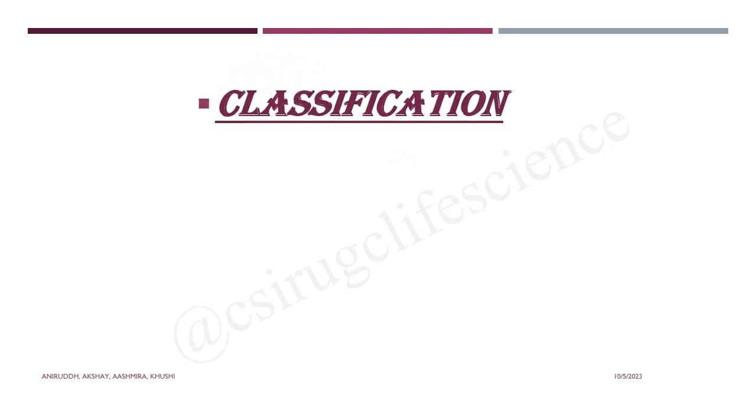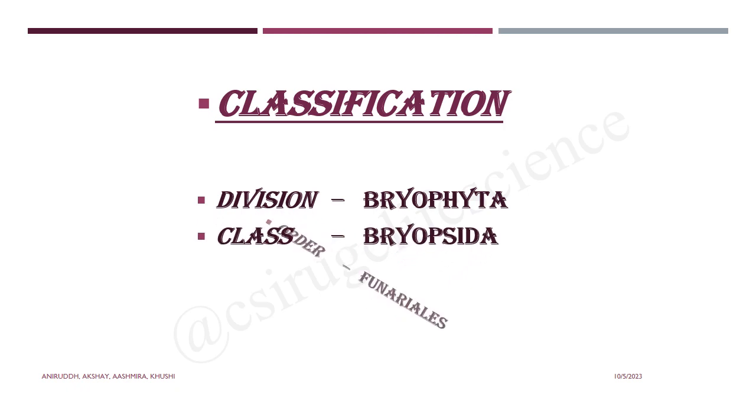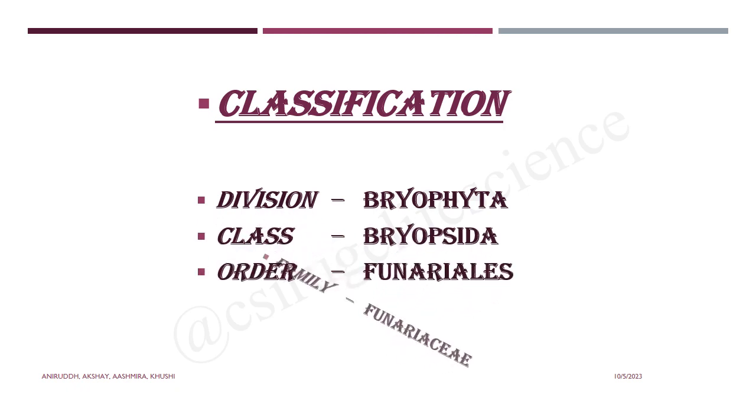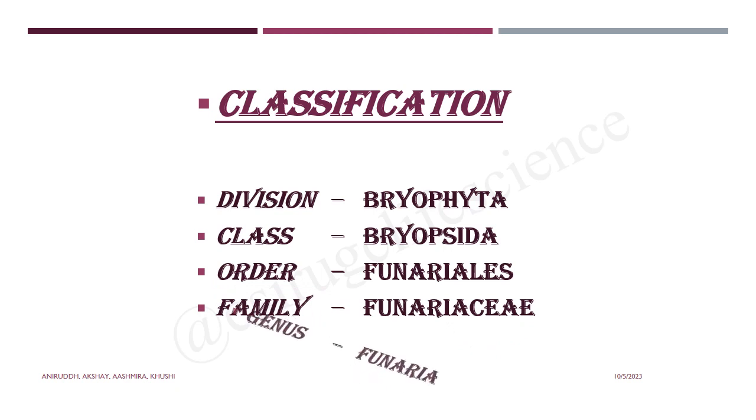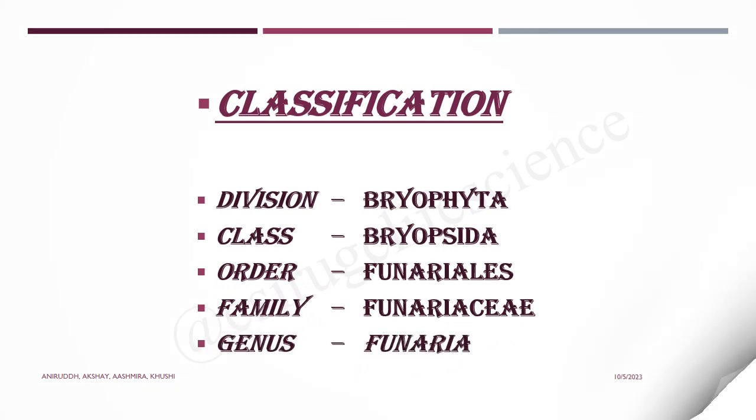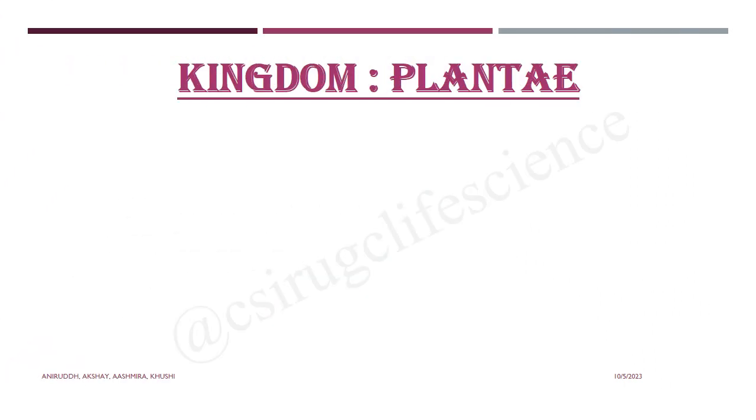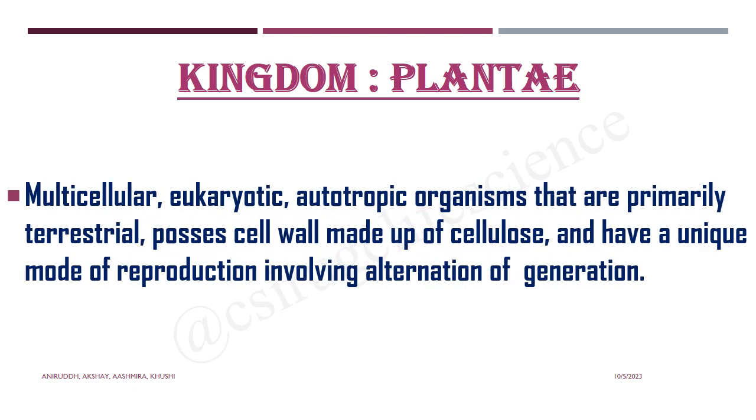So let's start with the classification of Funaria. Division Bryophyta, class Bryopsida, order Funariales, family Funariaceae, and genus Funaria. So this is a brief classification of Funaria. Kingdom Plantae: multicellular eukaryotic autotrophic organisms that are primarily terrestrial, possess a cell wall made up of cellulose, and have a unique mode of reproduction involving alternation of generation.